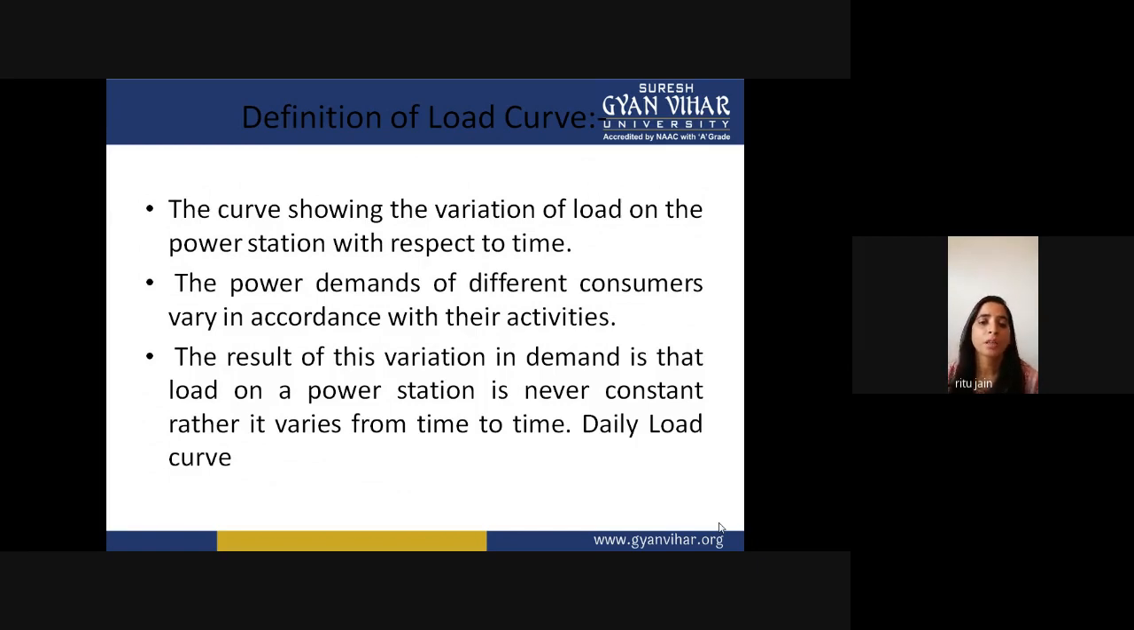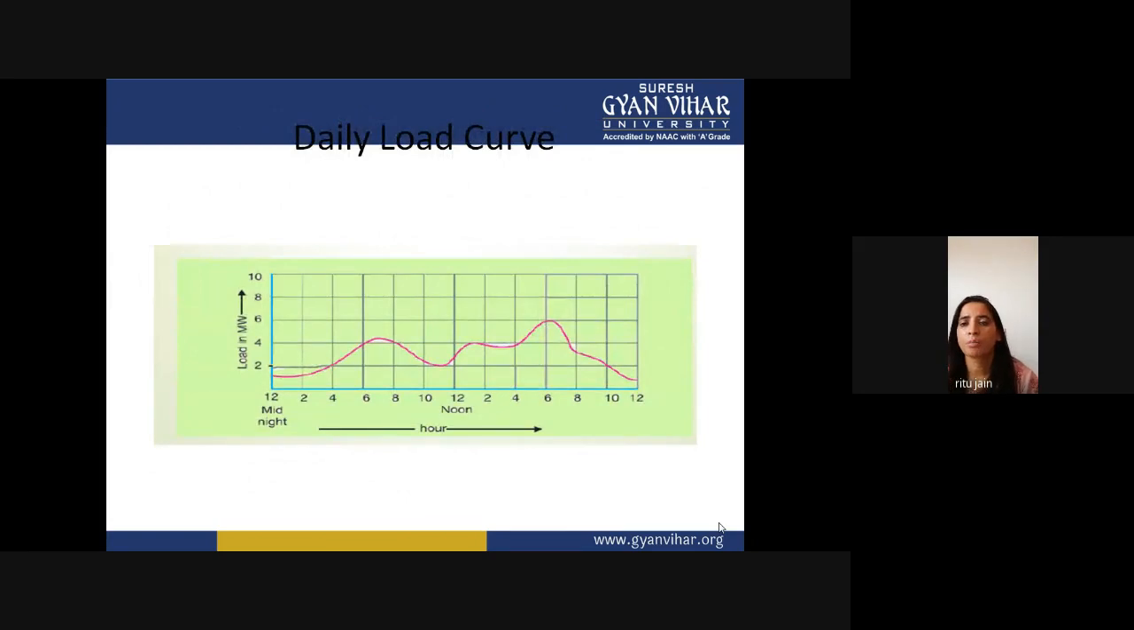The power demands of different consumers vary in accordance with their day-to-day activities. The result of this variation in demand is that the load on a power station is never constant; rather, it varies from time to time. So the daily load curve can be represented by this graph. In this graph, you can see that the x-axis represents the time and the y-axis represents the load.